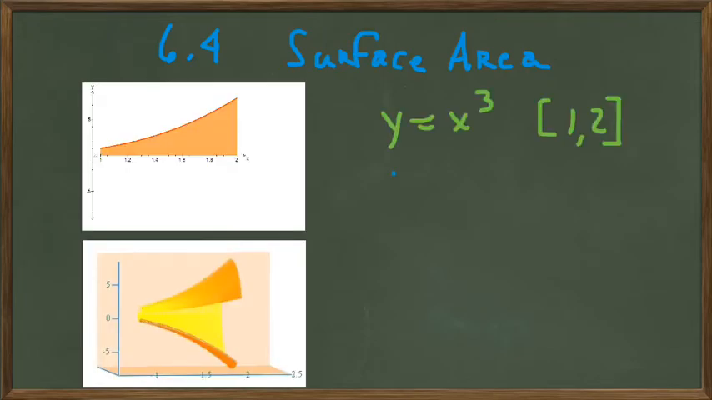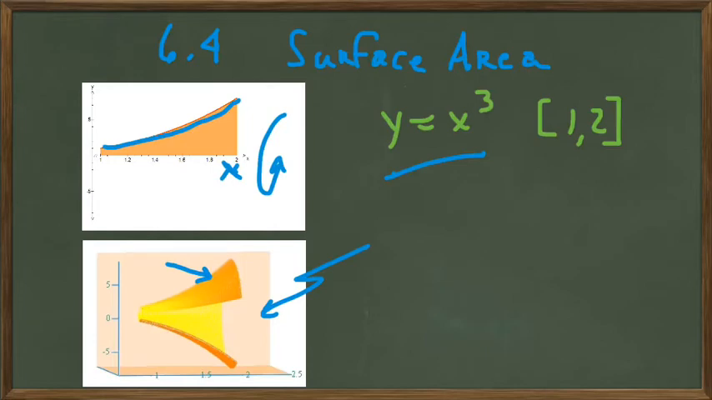So we've got this function y equals x cubed, which is right here on the interval [1, 2]. We're revolving it 360 degrees about the x-axis, and when we do that, we get a figure that looks like this. There's a cutaway in it, so we don't see the whole thing, but we're trying to find the area of this skin, of this surface here, which looks like a cone. We're not finding its volume, we're just finding the area of the surface of this cone.